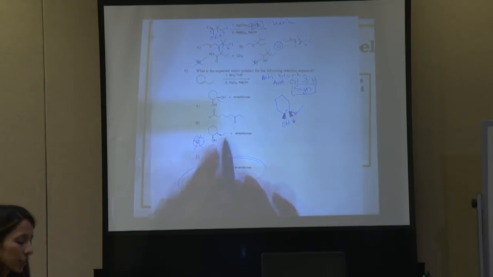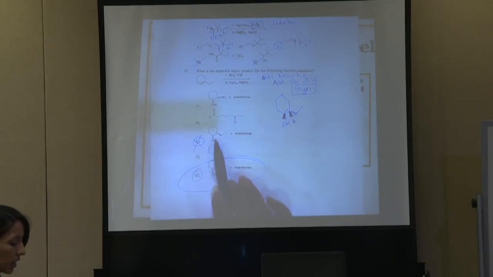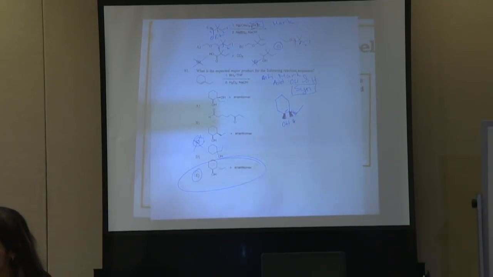When I first started learning this, it used to confuse me because I used to say, oh, it's syn because they're both wedges. But the methyl was already there. That's not what we're adding. What we're adding is the H. So both the OH and the H get added as a wedge or as a dash.